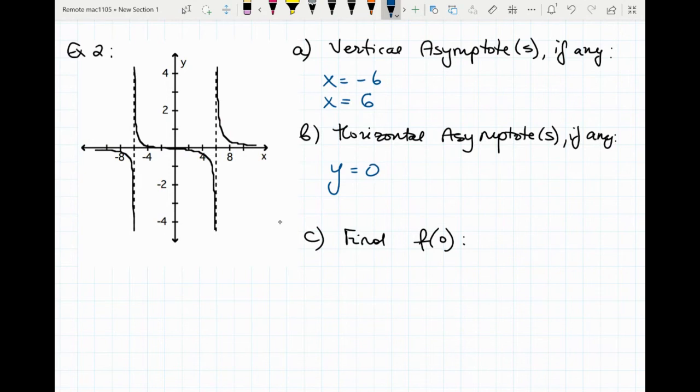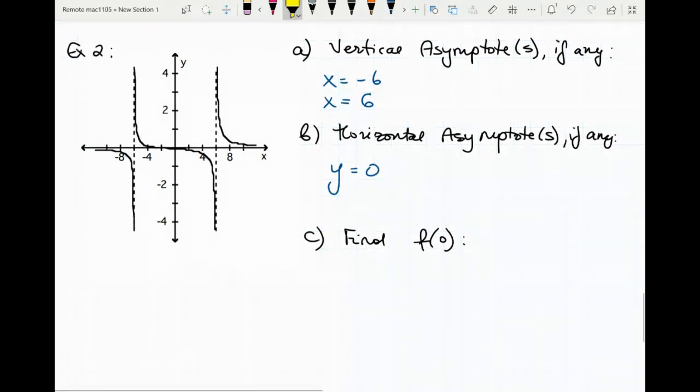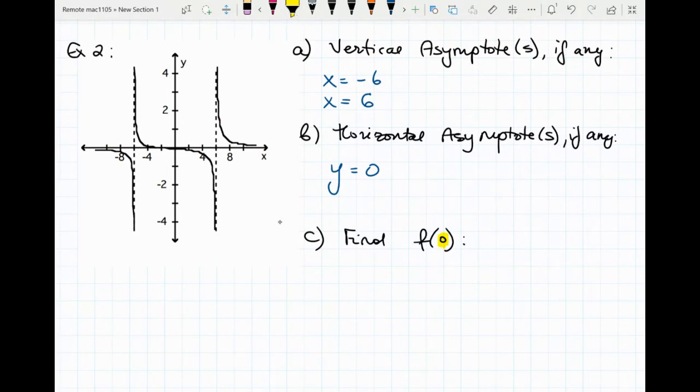Finally, we want to find f of 0. This means what? When x equals to 0, find y, right? So let's go ahead and figure that out. When we're asked to find f of 0, so when x equals to 0, where is x equals to 0? Right here at the origin. And it looks like the graph exactly passes through that point. So when x equals to 0, the corresponding y-coordinate on this function's graph is also 0. So then the answer is f of 0 is 0. Again, this is also an intercept, right? It's both an x-intercept and a y-intercept.